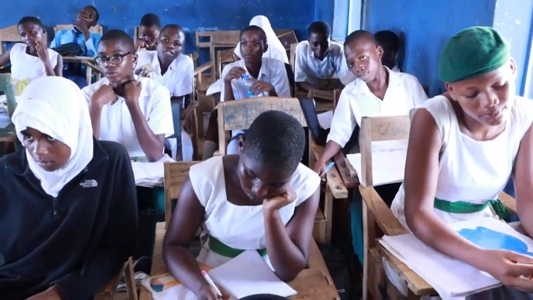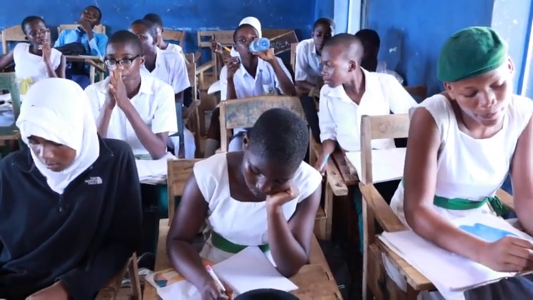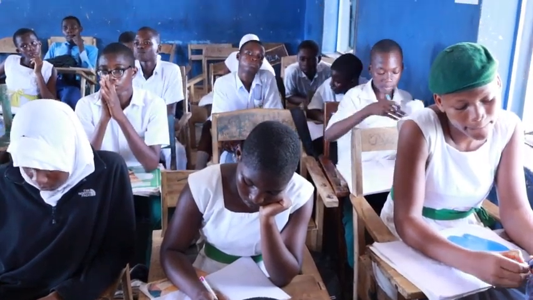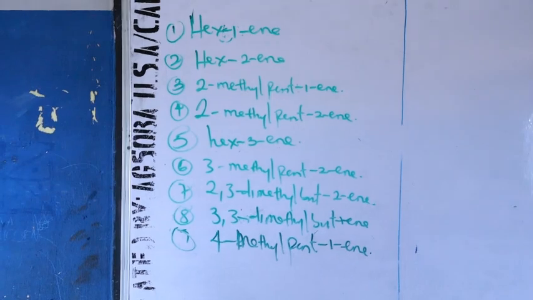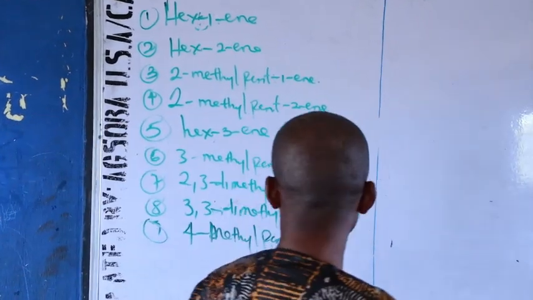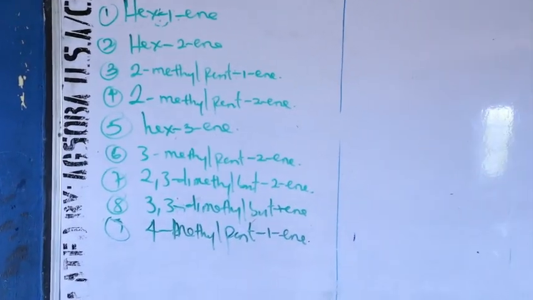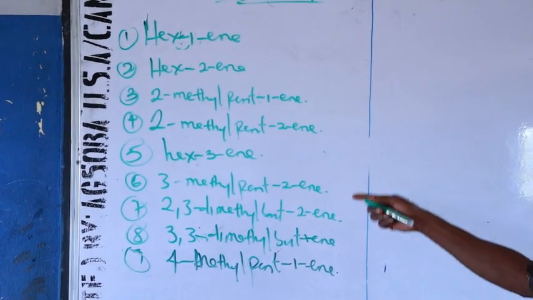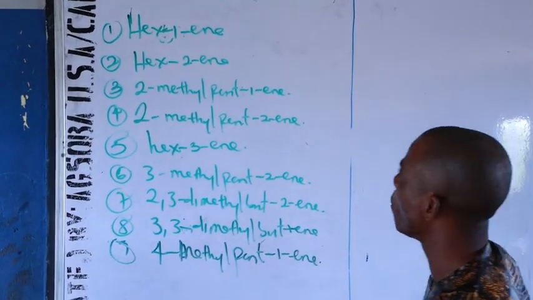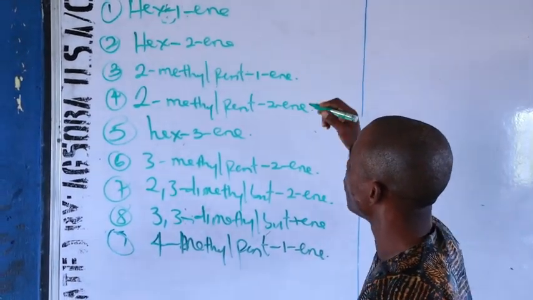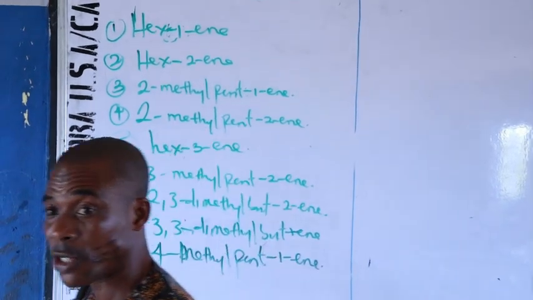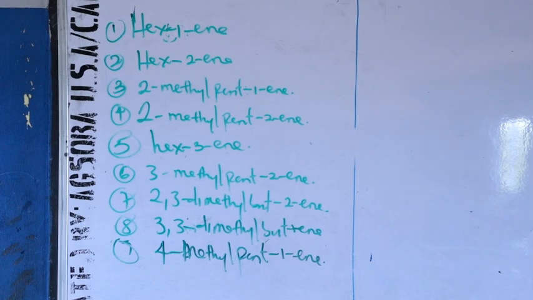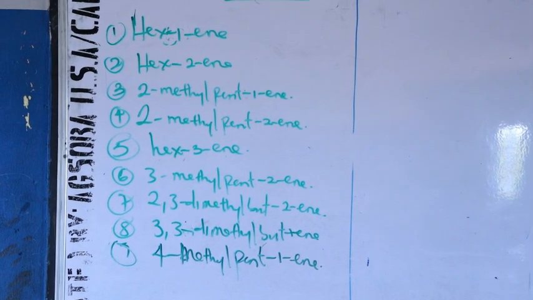4-methylpent-1-ene. We can see that all these ones are isomers. All these compounds have the same molecular formula, which is C6H12, but their structural formulas are different. So they are isomers.